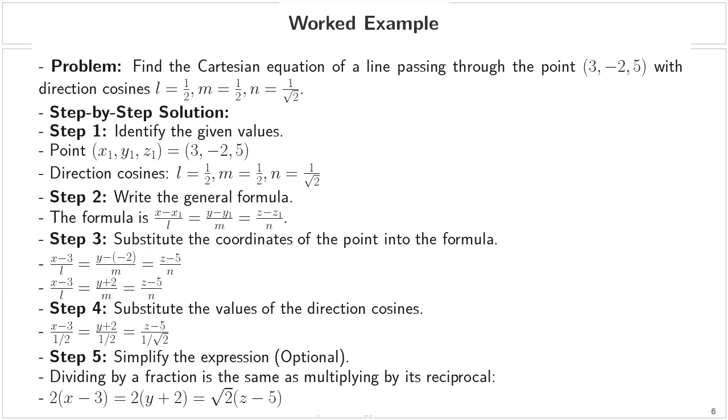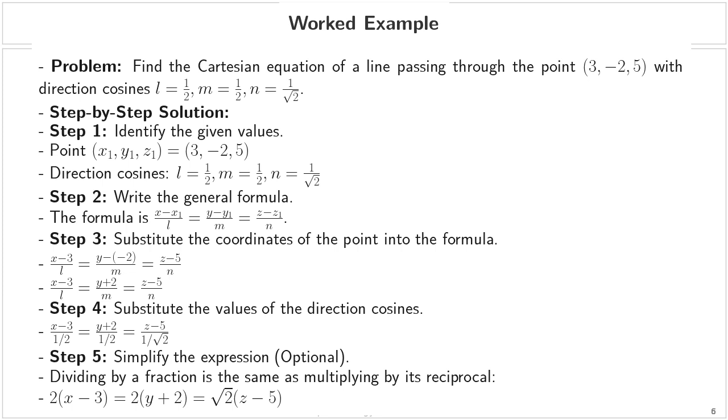Finally, step 5, we can simplify this expression to make it look much cleaner. Remember that dividing by a fraction is mathematically identical to multiplying by its reciprocal. So, instead of dividing by 1/2, we multiply the entire term by 2. For the last term, instead of dividing by 1 over the square root of 2, we multiply by the square root of 2. This leaves us with a much more elegant final equation.